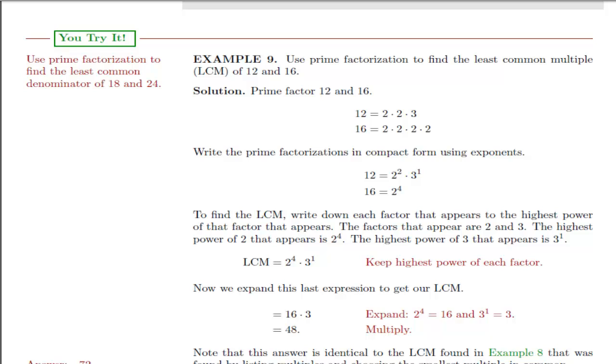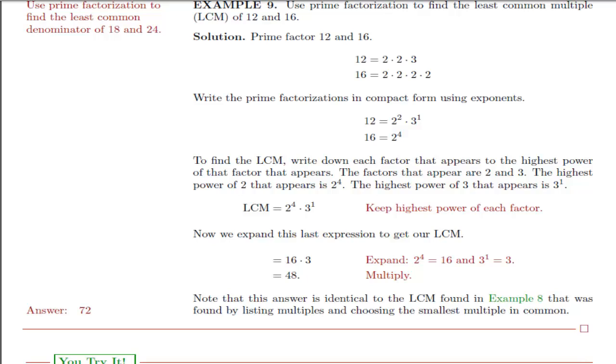So the prime factorization of 12 in compact form is 2 to the second power times 3 to the first power. And the prime factorization of 16 in compact form is 2 to the fourth power. To find the LCM, write down each factor that appears to the highest power that appears. The factors that appear are 2 and 3. The highest power of 2 that appears is 2 to the fourth power. The highest power of 3 that appears is 3 to the first power.